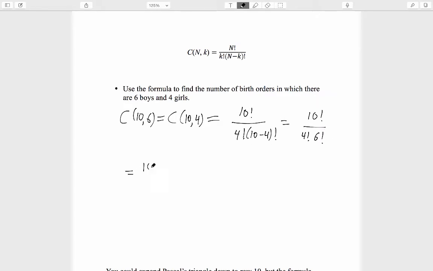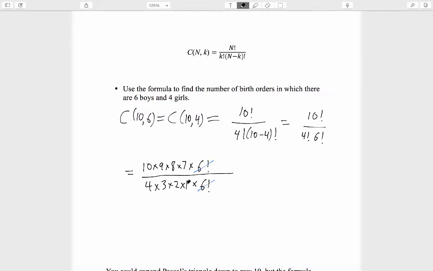We can write this out as 10 times 9 times 8 times 7 times the rest of the numerator, which is going to be 6 factorial. So times 6 factorial, all divided by 4 factorial, that's 4 times 3 times 2 times 1, times this 6 factorial. And here we have our fantastic cancellation.